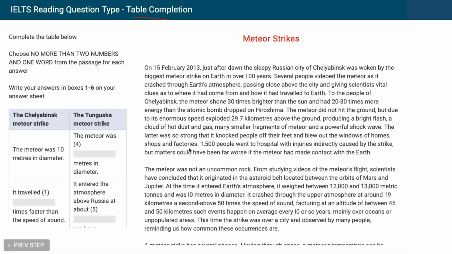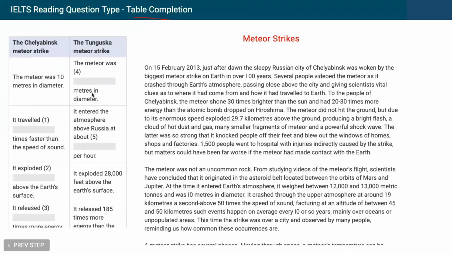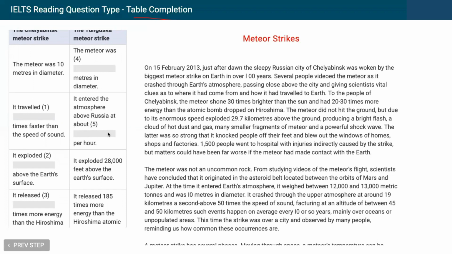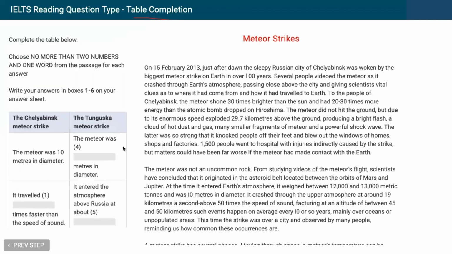Before we get started, I just want to give you some general information about table completion. As you see here on the left-hand side, you'll have a table that is incomplete and it has a few gaps. So we'll have to write out the answers based on the information here in the passage. Now, the information in the table will either paraphrase or summarize the information that is in the passage.